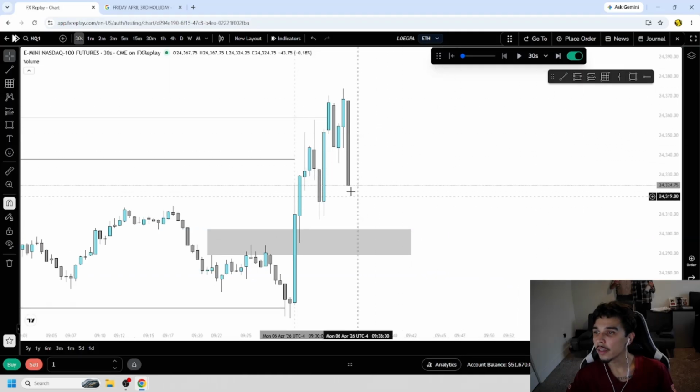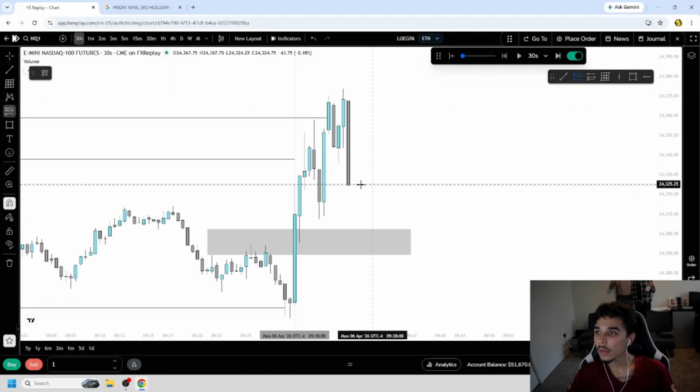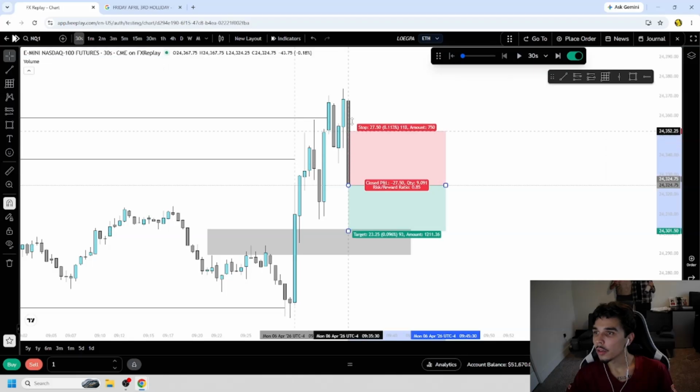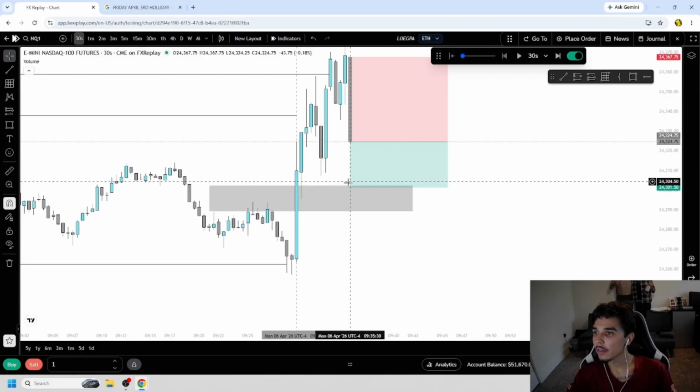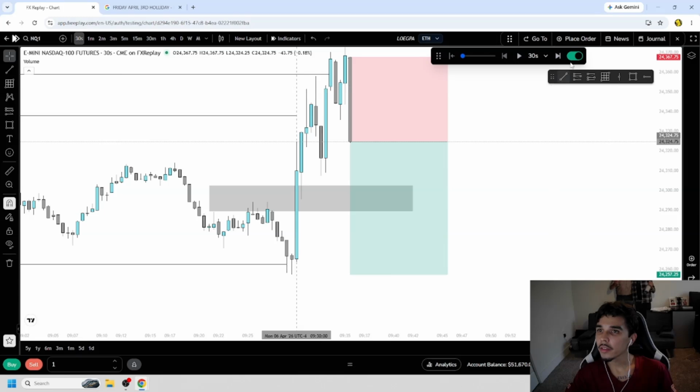You could take this and put your stops right here. Go break even at this low and aim for this. This could be a potential setup. Let's go ahead and see if this plays out.